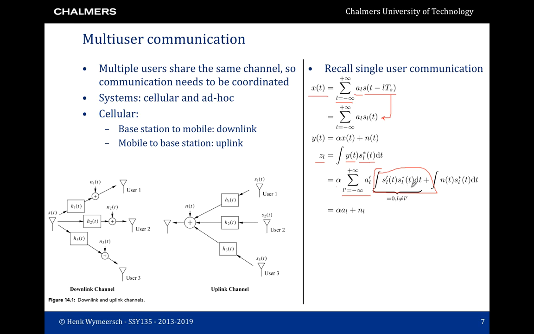If the waveform is designed according to the Nyquist criterion, this integral will be 0 when L is different from L prime and 1 when L is equal to L prime, plus a noise sample. Under the Nyquist criterion, we thus recover the complex channel gain times the transmitted symbol at time L plus white Gaussian noise.